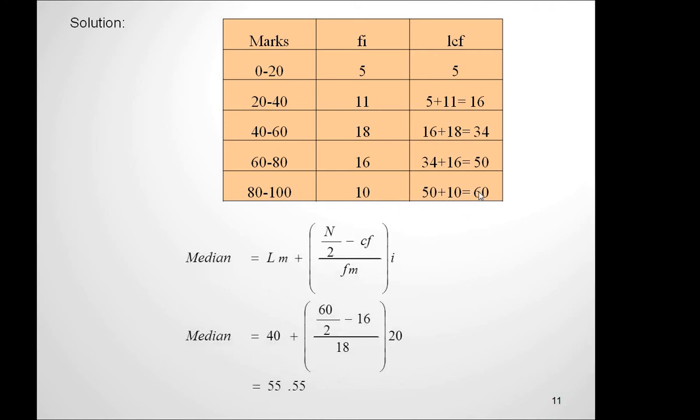In this case, the total frequency is 60. So 60 divided by 2 is 30. We search in this column where 30 is equaled or exceeded for the first time. This 5 is less than 30, 16 is less than 30, this 34 is greater than 30, hence this is our median class. So the lower boundary is 40, the frequency of the median class is 18, the cumulative frequency of the pre-median class is 16, and I, the class width, is 60 minus 40, 20. Let us substitute all these values in the formula. After simplification, we get median equal to 55.55.